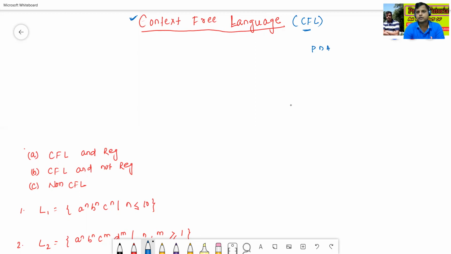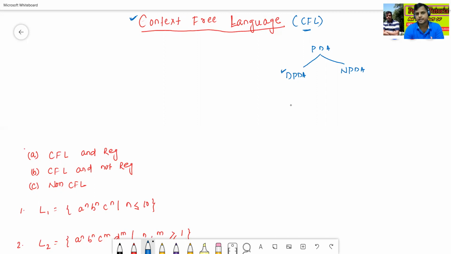Push-down automata is generally of two types. One is DPDA, another one is NPDA. DPDA means deterministic push-down automata, NPDA means non-deterministic push-down automata. We have already discussed the meaning of deterministic and non-deterministic push-down automata in the previous classes.